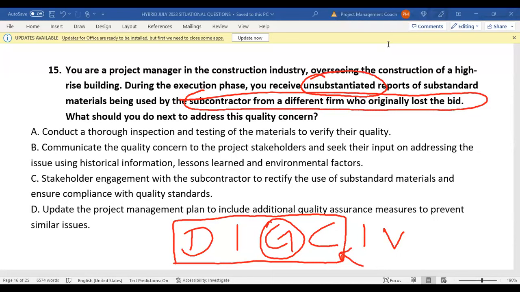So let's see. A, conduct a thorough inspection and testing of the materials to verify their quality. It's not a bad idea because these claims are not solid. It's unsubstantiated. There's no evidence.